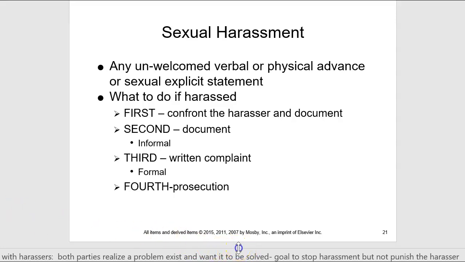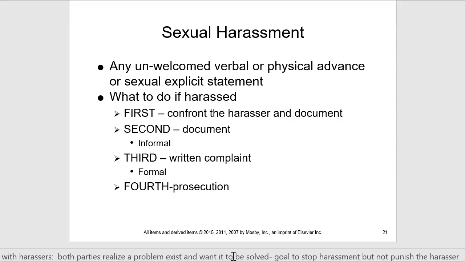Some personal care issues. Last topic for today, I want just to mention sexual harassment as an issue in just about any workplace. Every workplace has a policy for sexual harassment, and you should always look at that, even if you're not having those issues at your work. But sexual harassment is any unwelcomed verbal or physical advance or sexually explicit statement.